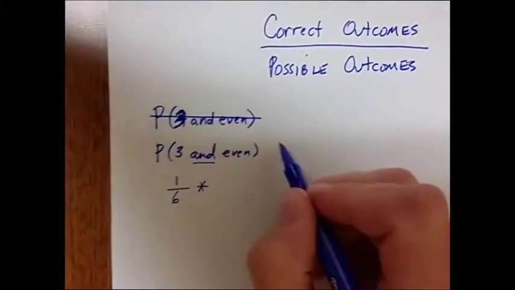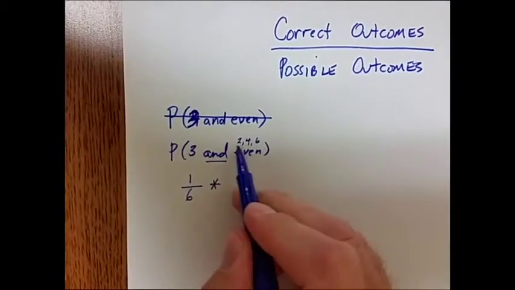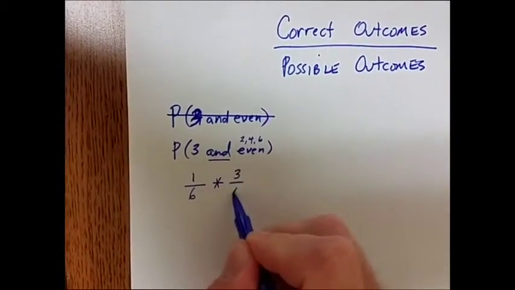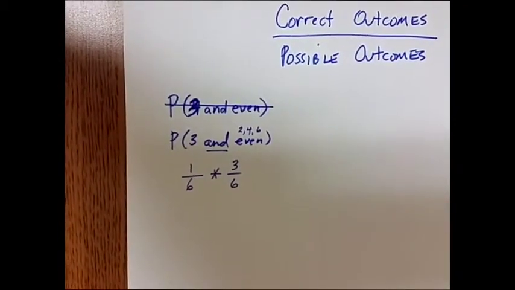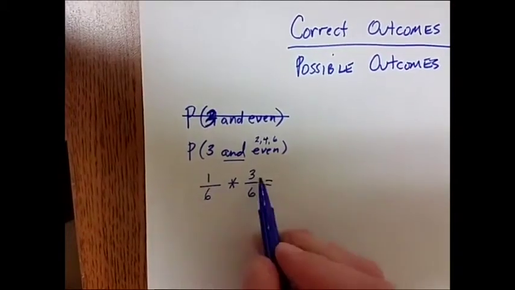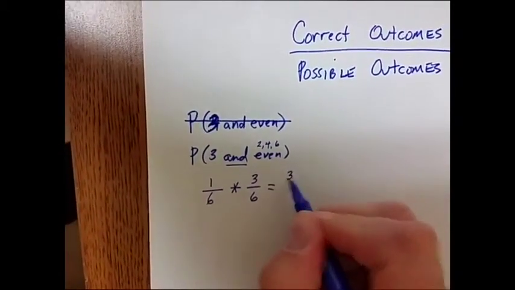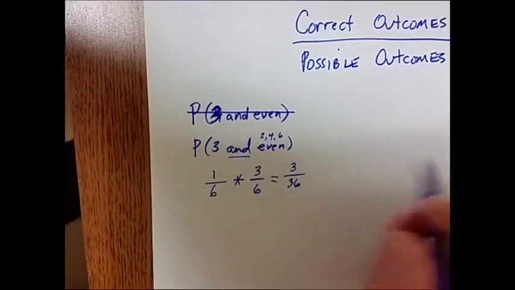So even numbers on a die would be 2, 4, and 6. So there's 3 of them out of the 6 total. So now what we can do is multiply, and as you guys remember, when we multiply fractions, we're multiplying straight across. So we're multiplying numerators together. 1 times 3 gives us the 3, and the denominator 6 times 6 gives us the 36.